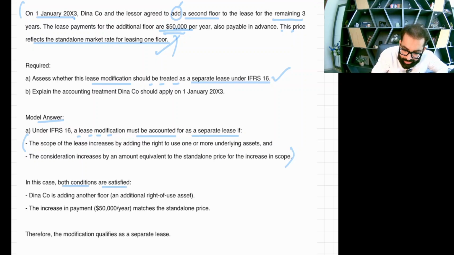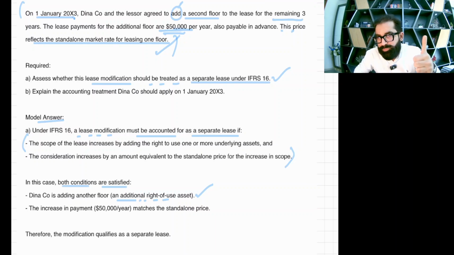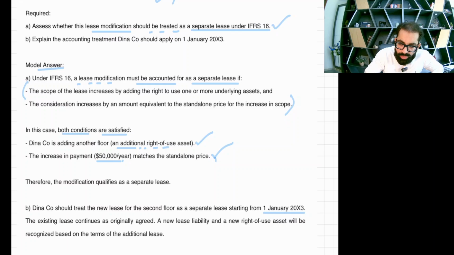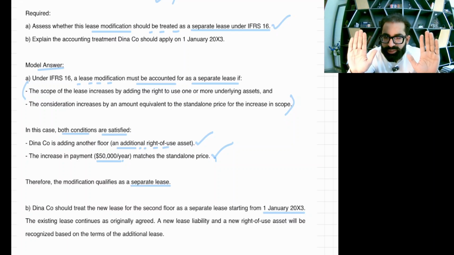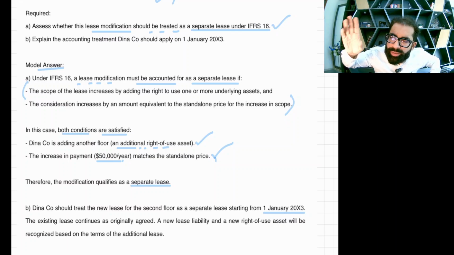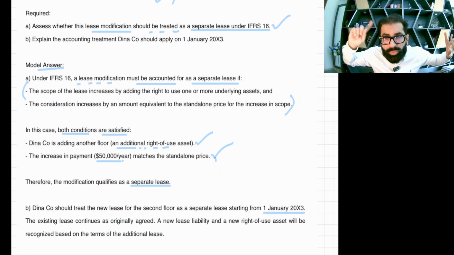Dina company is adding another floor, an additional right of use. First of all, they added one more floor, so there is an addition of a right of use. And yes, the increase in payment of 50,000 per year matches the standalone price. Therefore, the modification qualifies as a separate lease. Separate lease means now on 1st Jan X3, listen, the old lease will remain the same. Old lease will be continued as it is. The complete lease amortization schedule, the depreciation, everything will go on as it is for the old lease.